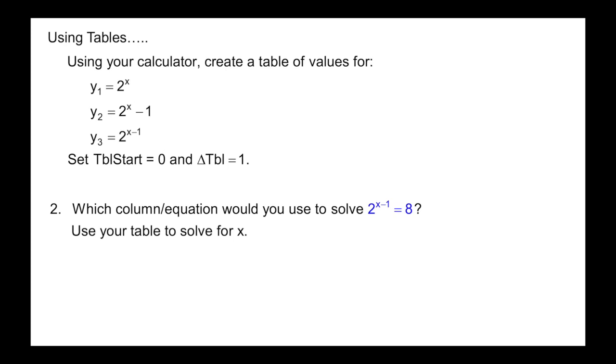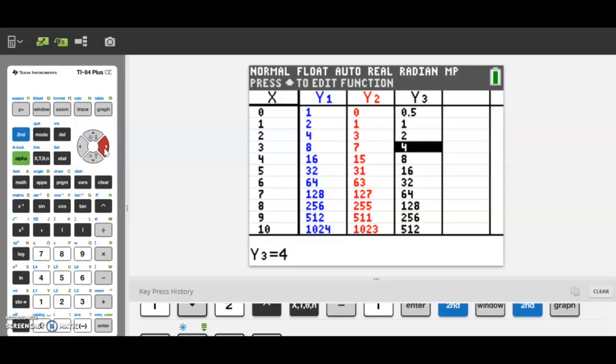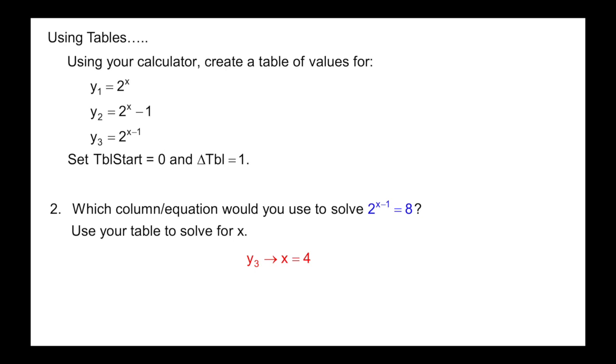For number 2, same thing. We want to decide which of these we're going to use. And 2 to the x minus 1 is going to be column 3 or y sub 3. Now I'll scan that column and I'll find 8. Wherever I find 8, I look for the associated x value. In this case, that's going to be 4. So once again, if I plug this back in, I've got 2 to the 4 minus 1. That's really going to be 2 to the third, which is 8, so I can be confident about that answer.